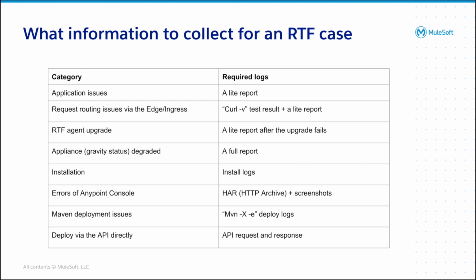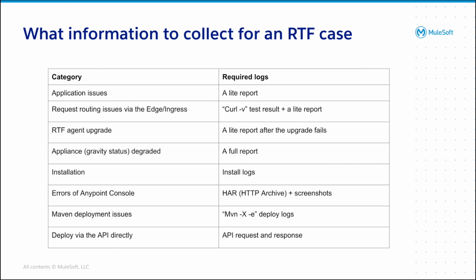If it's a request routing issue or an SSL handshake issue, please enable the debug log on the ingress console and do a curl -v test. Then you need to retrieve the light report. Please upload the light report as well as the curl test result to the case. For RTF agent upgrade issues, we also need a light report. Please take the light report right after the upgrade failures, otherwise the logs may be purged.